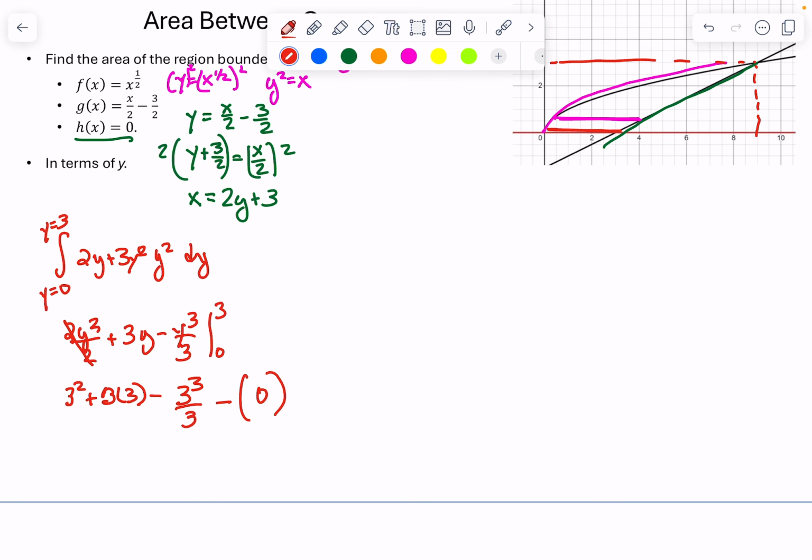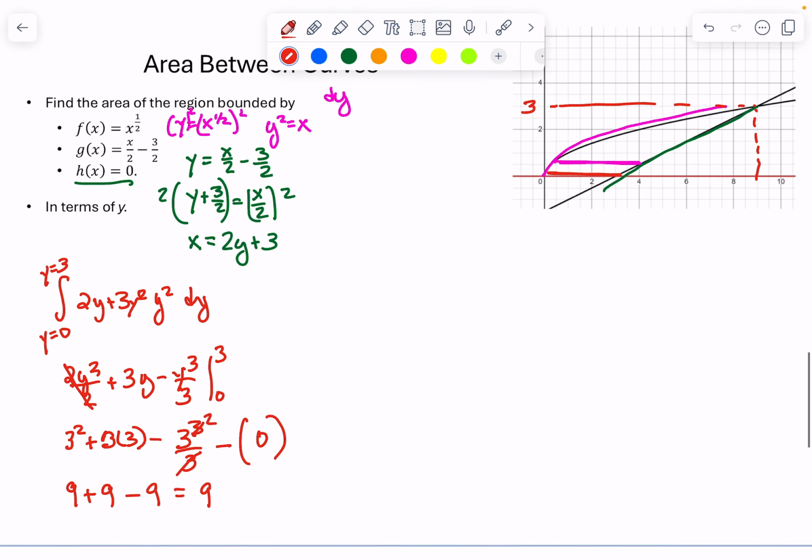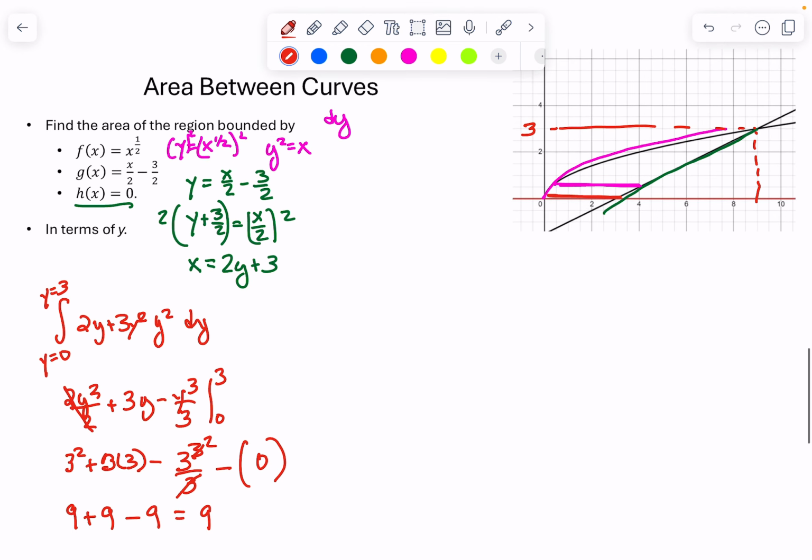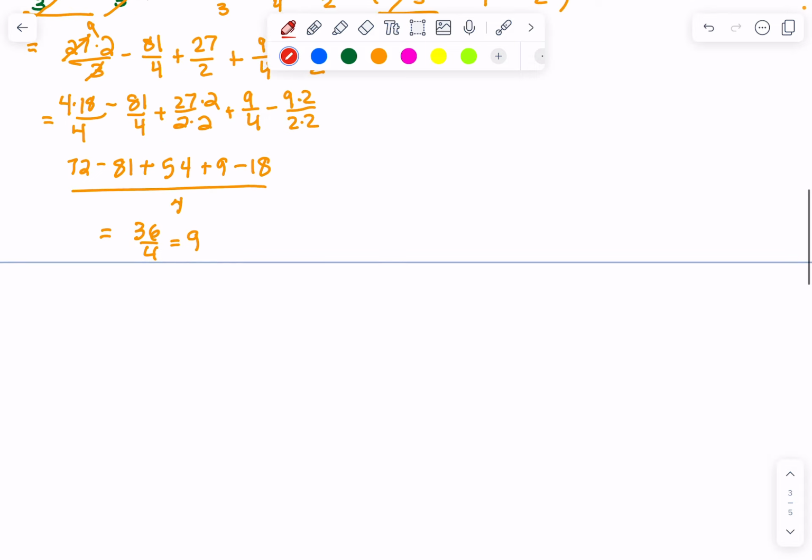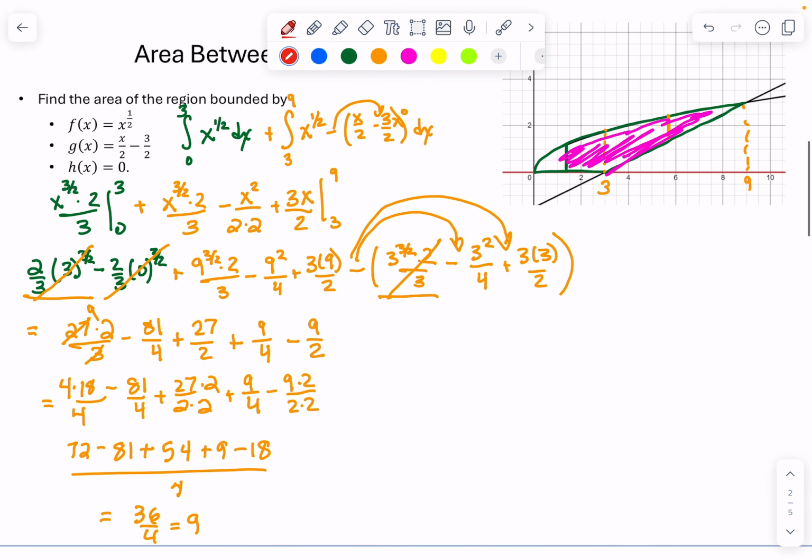So here we go. 3 squared is 9. Plus 3 times 3 again is 9. Well, this is 3 cubed over 3, so I'm going to take away 1 of those exponents, and I get 3 squared is 9. Equals 9. And so you can see in this particular case, the easiest thing to do would be to have one integral and change everything in terms of y. And you get the same answer as when we did it in terms of x. It's just a lot simpler.